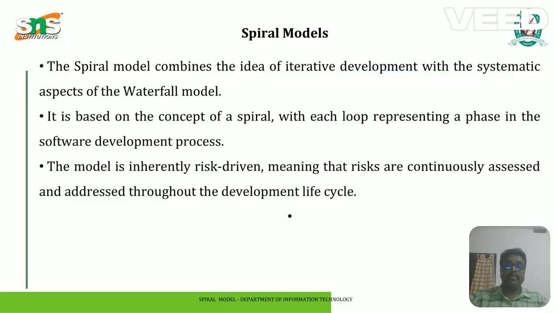It is the basic concept of the spiral, where each loop represents a phase in the spiral model. Okay, so what do you mean by loop? It is a continuous process. In each stage the continuous process is repeated and carried out. This model is inherently risk driven because it continuously assesses and addresses the throughput of the development life cycle. So it involves a little bit of risk. At the same time, it is one of the widely used models also.